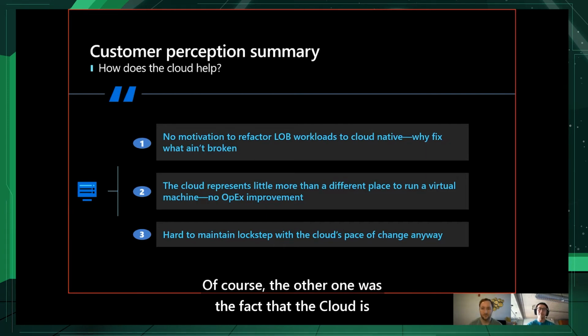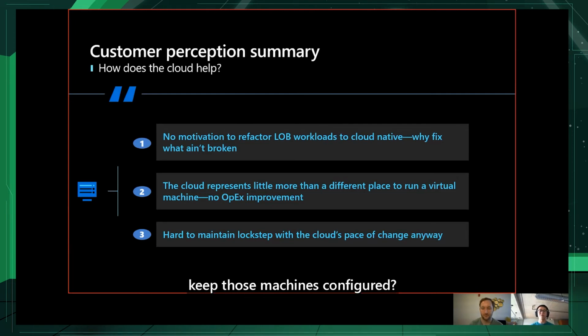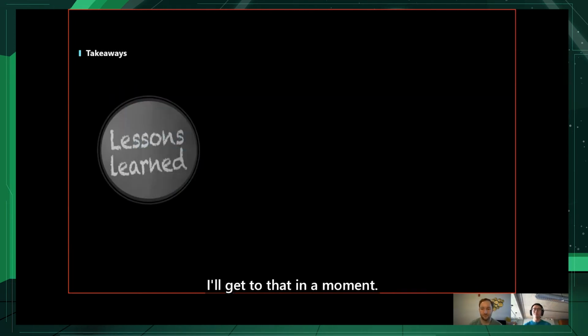And then, of course, the other one was the fact that the cloud is just a different environment to incur the same operational overhead. As an example, you have monitoring on premise, you're probably going to have monitoring in the cloud. You do patching on premise, you're going to have to do patching in the cloud. So there's really no OpEx improvement. And then to make matters worse, it's hard to maintain lockstep with how fast the cloud is changing. So not only do you have to do patching in the cloud, you have to learn how to do patching in the cloud. And obviously, Ryan just showed you in the demo that it can be super simple with update management. But then the question becomes, how do you set update management up properly, right? How do you maintain that? How do you keep those machines configured? I'll get to that in a moment.